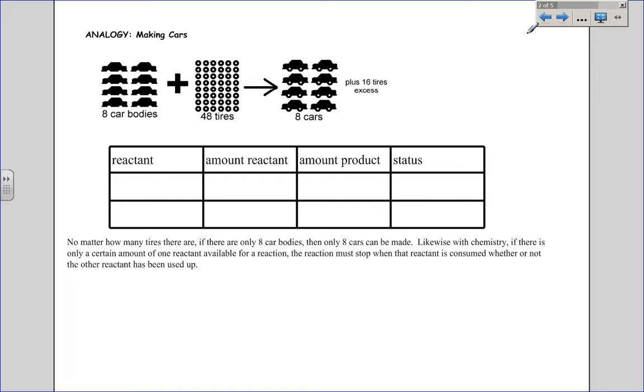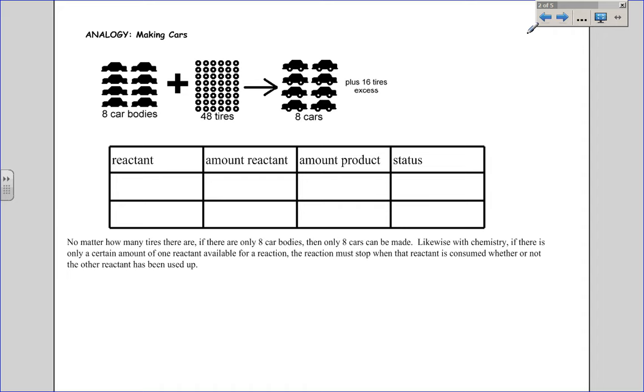We'll start with an analogy before we move into an example involving a chemical reaction. Let's look at the scenario where we are building cars. We have as our materials available 8 car bodies and 48 tires. And what we want to do is figure out how many complete cars we can make from these materials. In order to study limiting reactant problems, I find it useful to set up a chart to help me organize the data in the question.